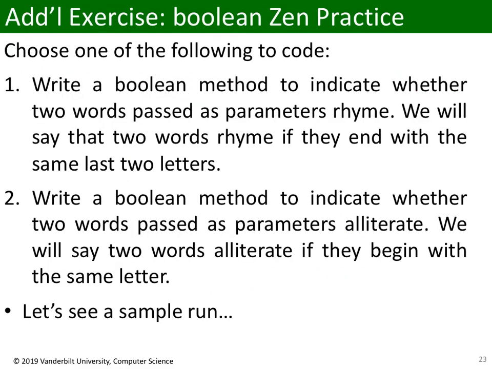So now let's do one more exercise. Choose one of the following to write up on paper. Either write a boolean method to decide whether two words rhyme, and we will decide whether two words rhyme based on if they have the last two letters in common, or detect if they alliterate, and we will decide if two words alliterate based on if they begin with the same character. So pause and attempt to write out one of these methods.